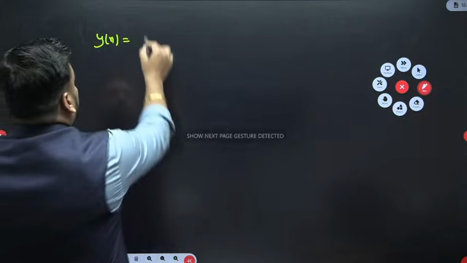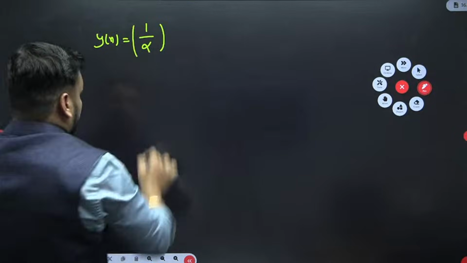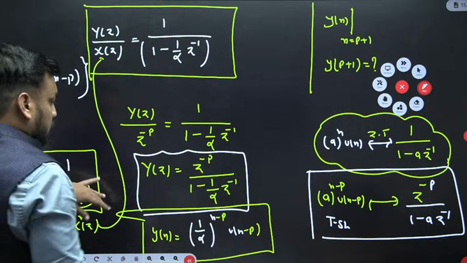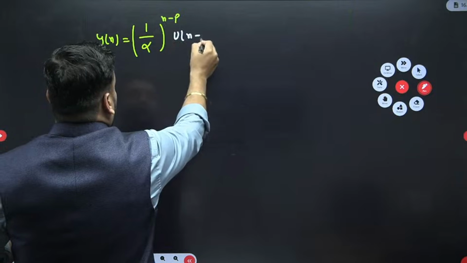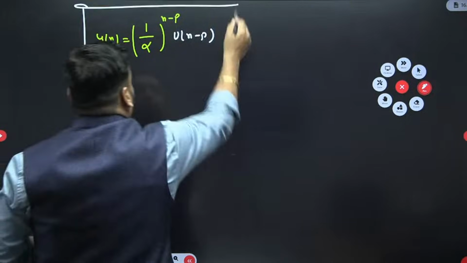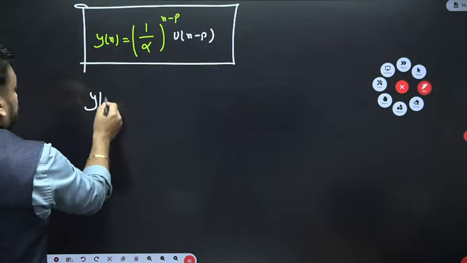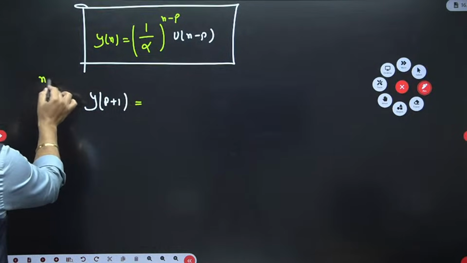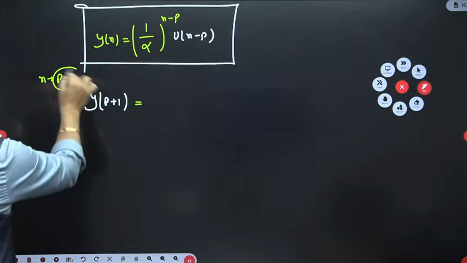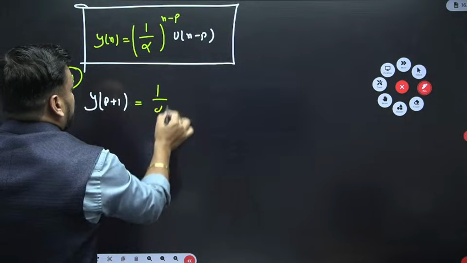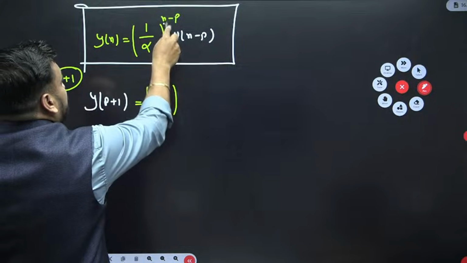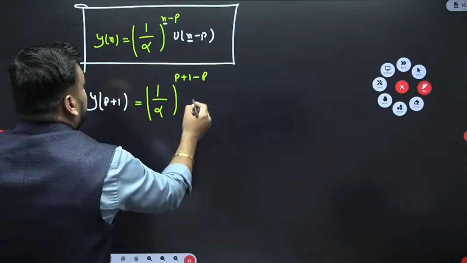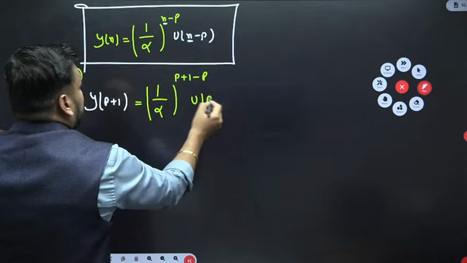So y[n] equals (1/alpha)^(n-p) u[n-p], and the examiner is asking for y[p+1]. It means wherever there is n, we have to replace it with p+1. So 1 by alpha, wherever there is n, just replace with p+1. So (p+1)-p, and u of, again in place of n I will write p+1-p.